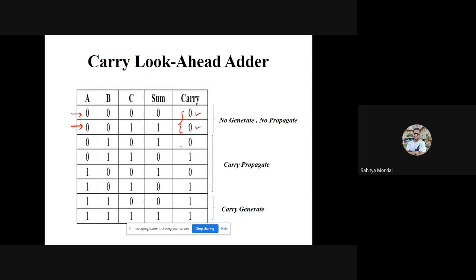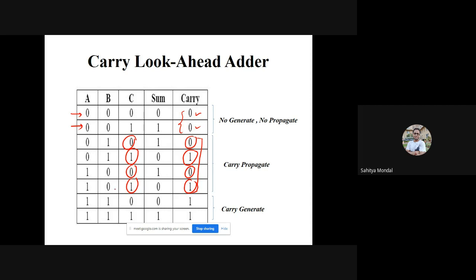For the next four rows, whatever the carry in is, the same value appears at the carry out: here it is 0, here 0, here 1, here the same, here 0, here 0, 1, 1. So the same value that is taken as input, that is Cin of the full adder, comes out as Cout. So it is called the carry propagate.